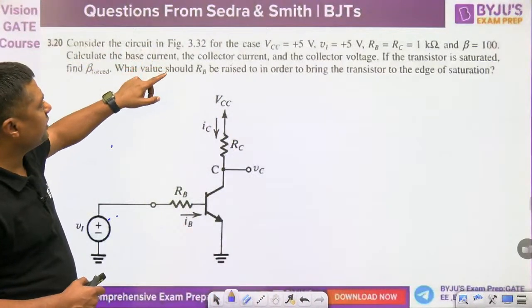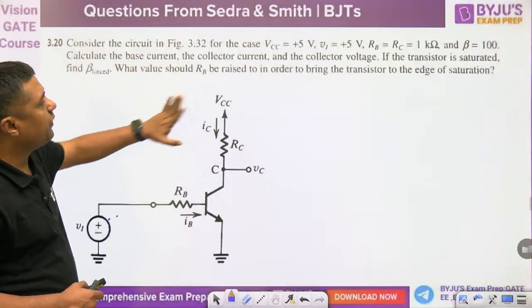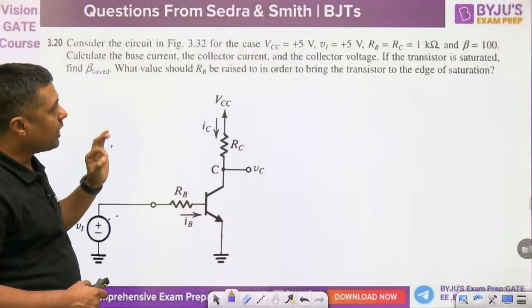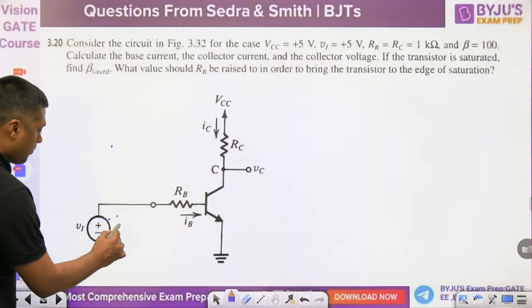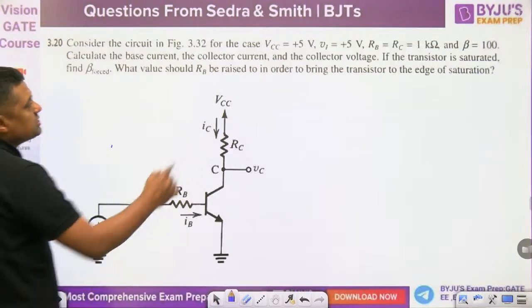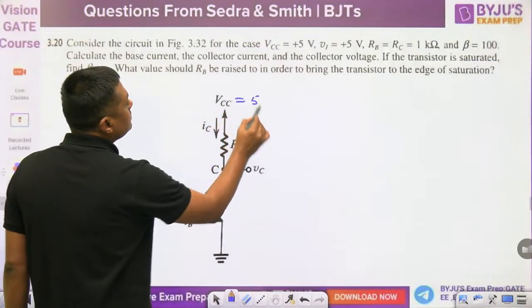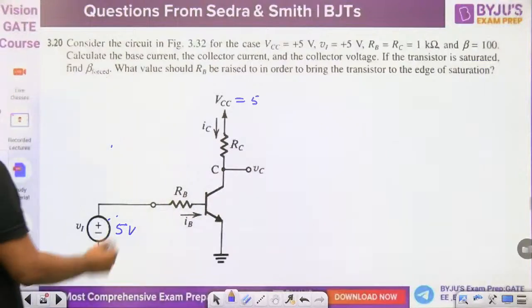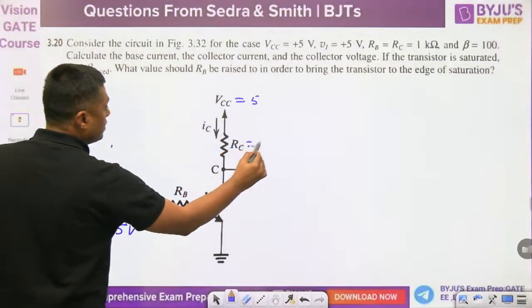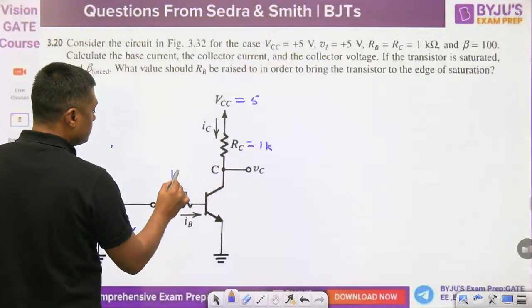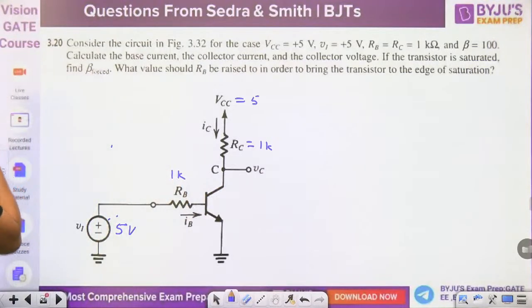Consider the circuit in the figure for the case VCC is equal to 5 volt, VI is equal to 5 volt. RB and RC are 1 kilo ohm each. Beta is 100. Calculate the base current, collector current and collector voltage.